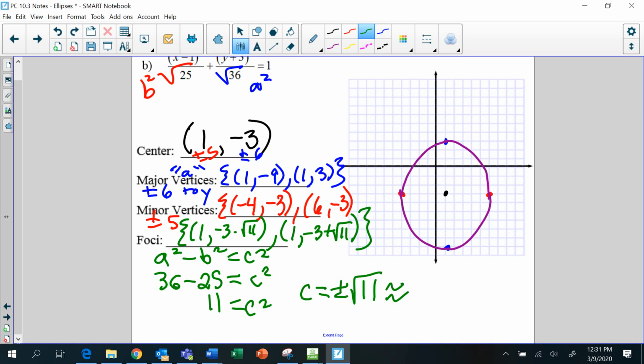Anybody type in square root 11? Oh, you did it on here? Oh, okay. 3.3-ish? I think you're right. So it's about 3.3. So that goes from the center, 3.3. Or you could type in negative 3 minus square root 11 and graph that ordered pair. I just like to go off the center. So that's what it looks like. It's going to have the center dot, the 4 dots around it, and then the 2 foci.